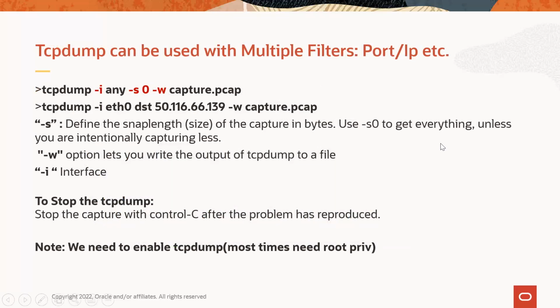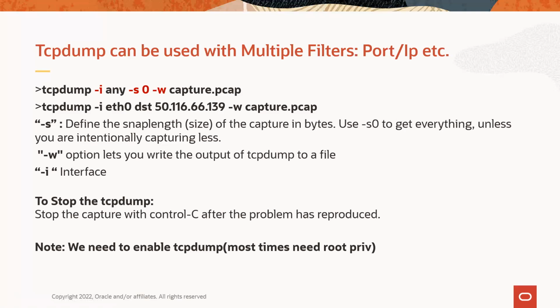I'll demonstrate this. tcpdump can be used with multiple filters. So how do you write it? It is tcpdump -i, which represents the interface, and -s, which defines the snap length size of the capture in bytes. Use -s always as a pro tip. You would enable tcpdump for an interface. -i interface can be your respective Ethernet interface or any interface that you capture the traffic on.